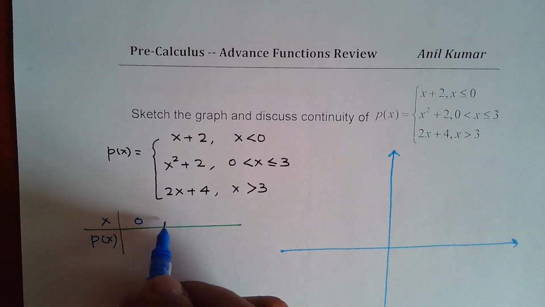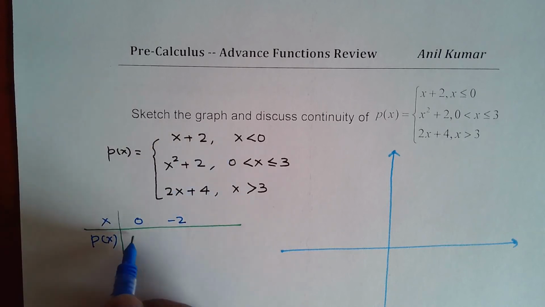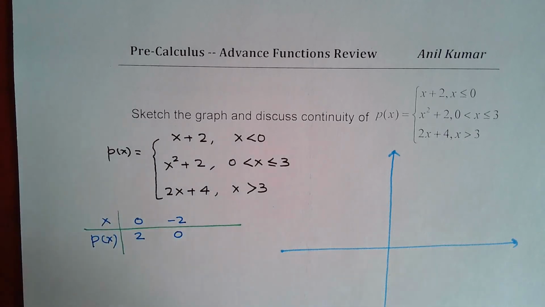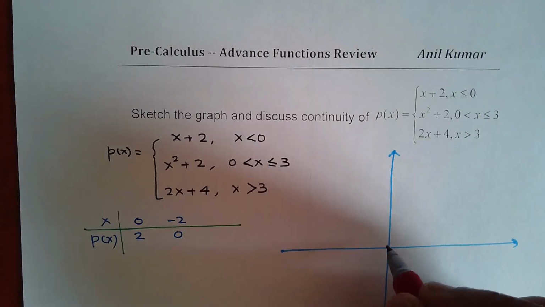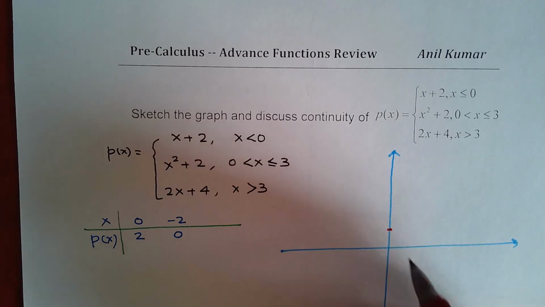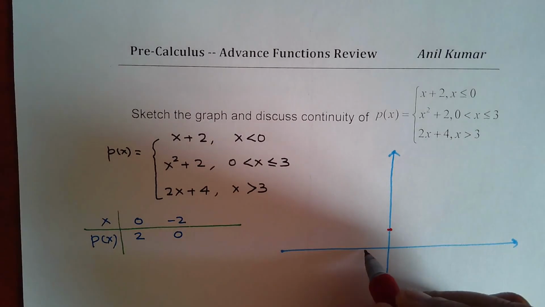So let's say 0 and minus 2. If I substitute 0 here, I get 2. If I substitute minus 2, I get 0. So the 2 points are 0, 2. That means at x value 0, the y intercept is 2. Let us say this is 2 for us. And when x is minus 2, we get the x intercept. Okay, so let's say that is the 1.